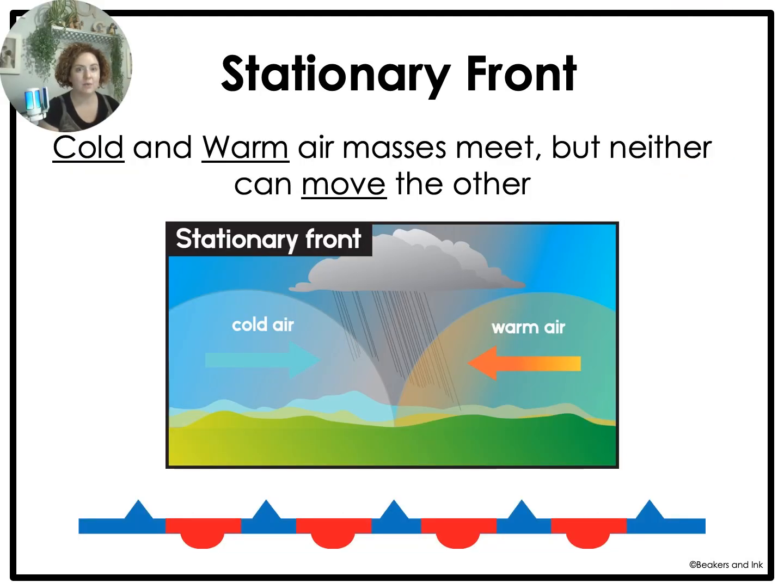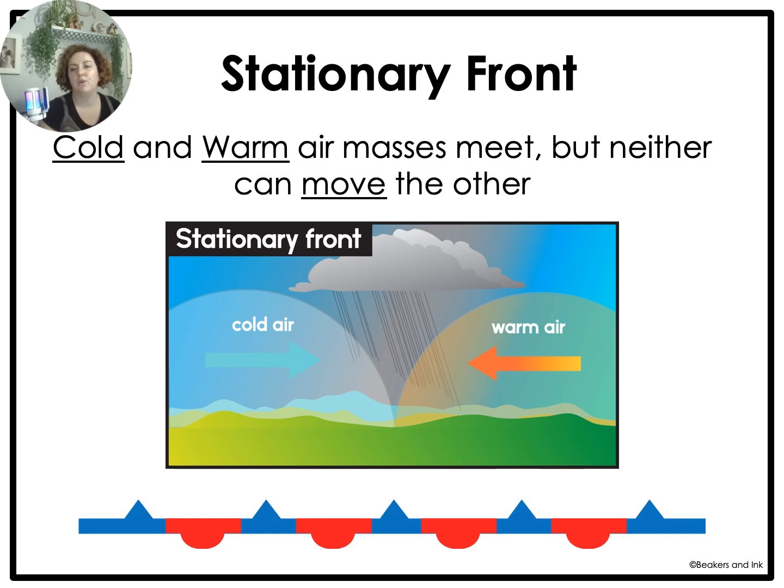Stationary fronts. This is where you have a cold air mass and a warm air mass that meet and neither wants to move out of that vicinity. So this is showing you this cold air mass and this warm air mass going toward each other. They're not wanting to move. So that's where you get this sort of front line.